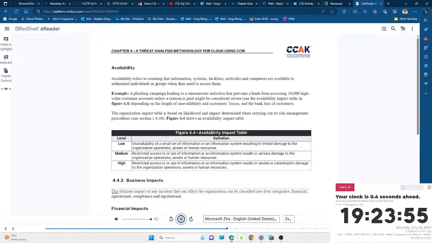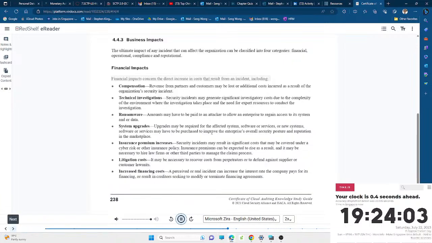4.4.3 Business impacts. The ultimate impact of any incident that can affect the organization can be classified into 4 categories: financial, operational, compliance, and reputational. Financial impacts concern the direct increase in costs that result from an incident, including compensation. Revenue from partners and customers may be lost or additional costs incurred as a result of the organization's security incident. Technical investigations: security incidents may generate significant investigatory costs due to the complexity of the environment where the investigation takes place and the need for expert resources to conduct the investigation.